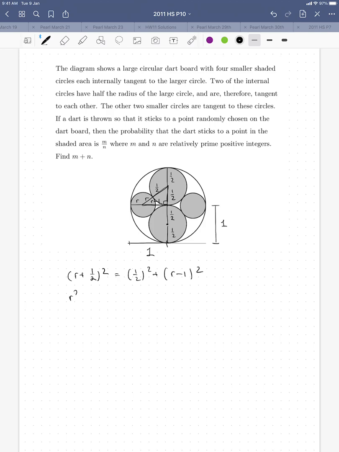And let's just expand all that. r plus 1/4, which cancels out, that's nice. r squared cancels out, nice, plus 1 minus 2r. So I add and I get 3r equals 1, so r is 1/3. So the radius of the little circle is 1/3. That's nice. It's 1/3, 1/2, and 1.